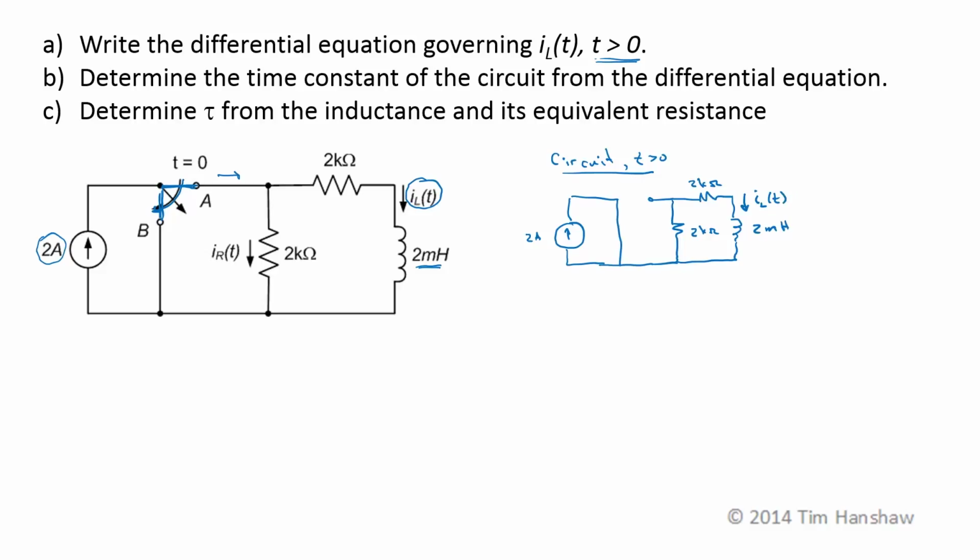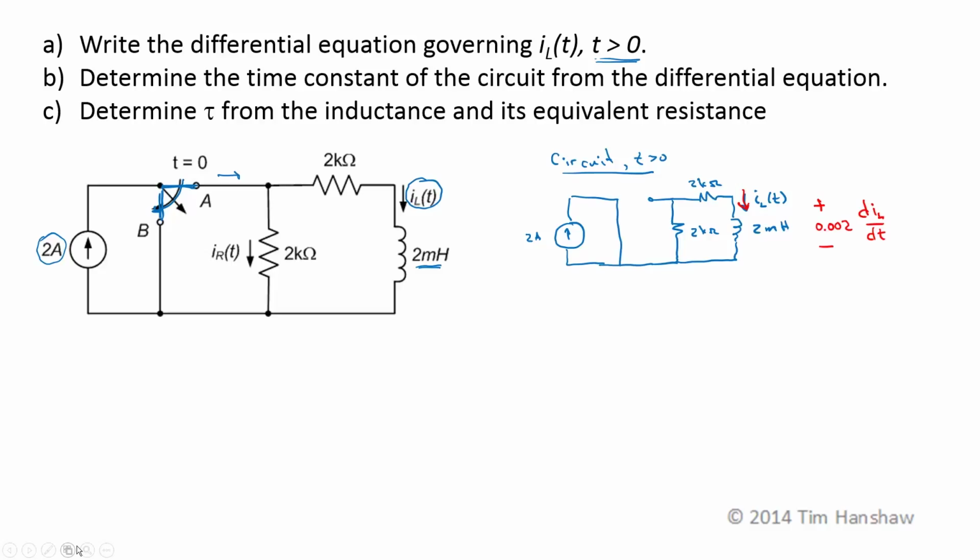Now, since we need to write a differential equation, we're going to want the voltage-current relationship for the inductor, so let's label the voltage across the inductor in terms of its current. So that's the appropriate polarity. This is 2 millihenries, 0.002 henries, times the derivative of I sub L with respect to time. Now we've got the voltage-current relationship on our diagram, and we've got the appropriate sign convention.